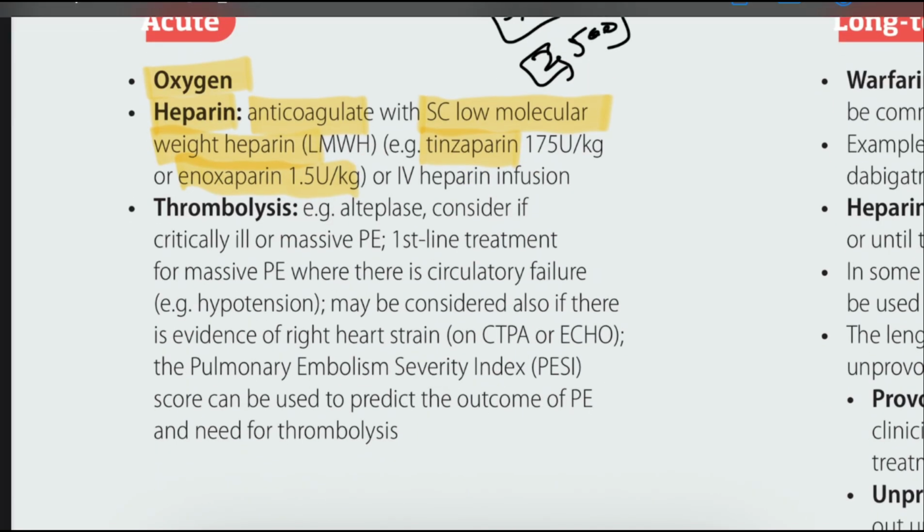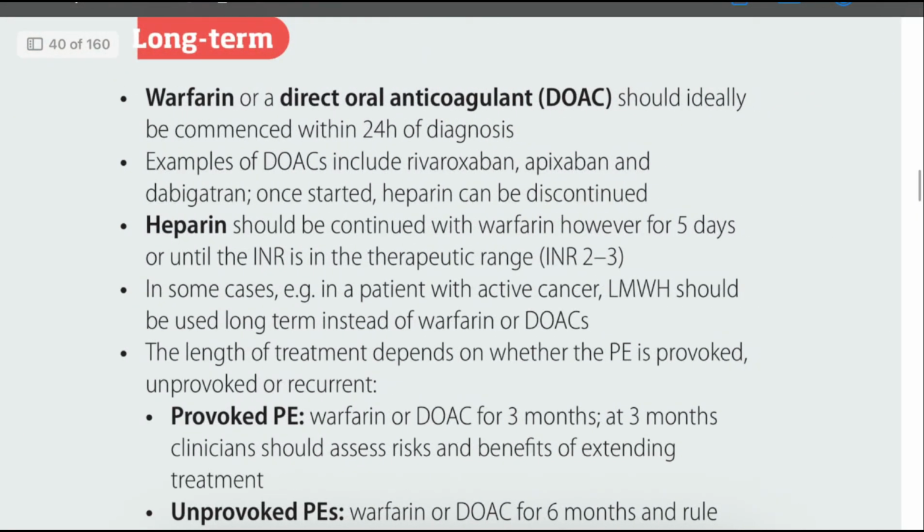Next, we can give thrombolysis, for example alteplase, if patient has massive pulmonary embolism. In first line treatment for massive pulmonary embolism, the patient will get circulatory failure and hypotension. Then for CTPA we have to consider echo, and the pulmonary embolism severity index we have to follow. Then based on those outcomes and prediction, we have to do thrombolysis.